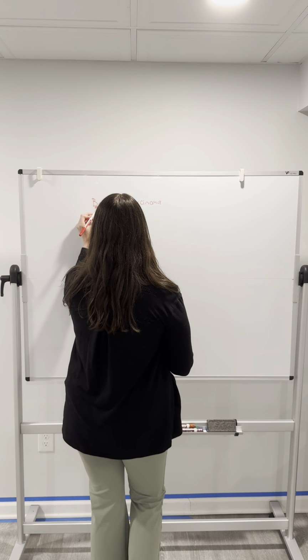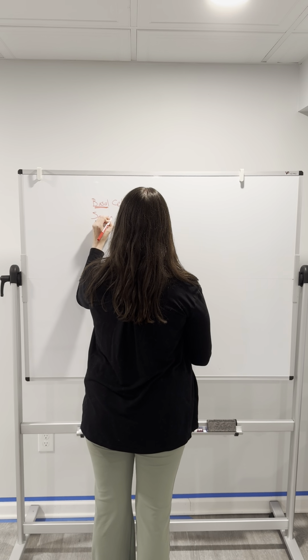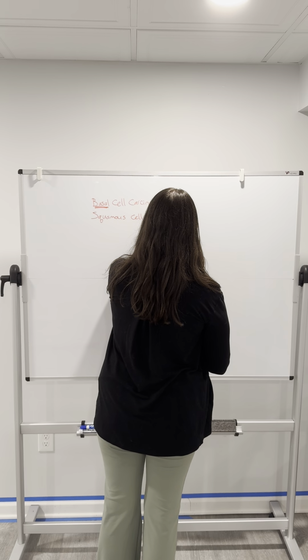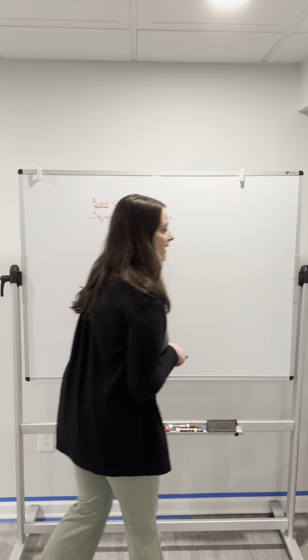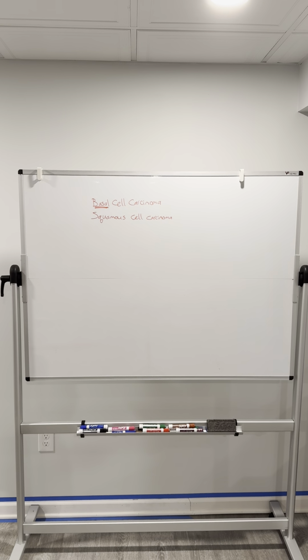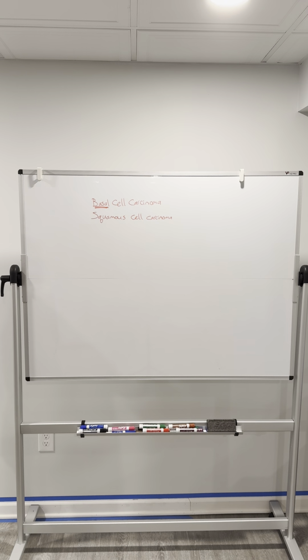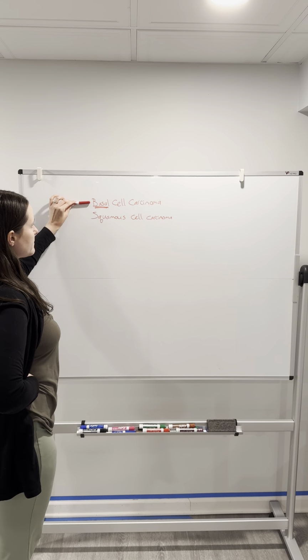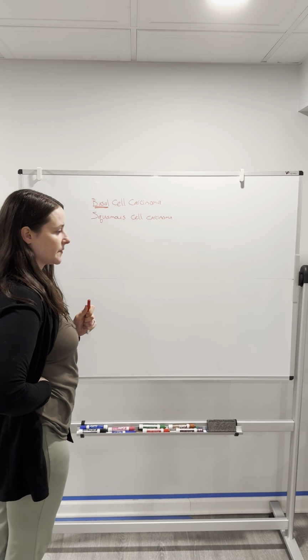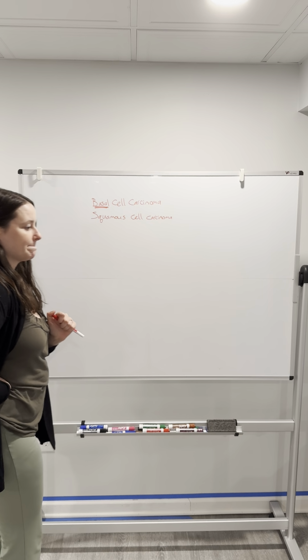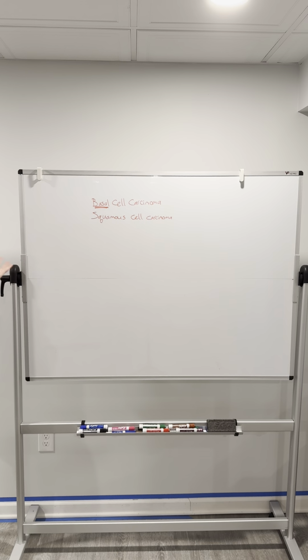Then we have squamous cell carcinoma. So the second most common type, and this one can metastasize, so it can spread. It involves keratinocytes of the stratum spinosum layer. That layer is found above the basal layer. It's usually a scaly, reddened papule on the body. It happens a lot on the scalp, lips, and hands.